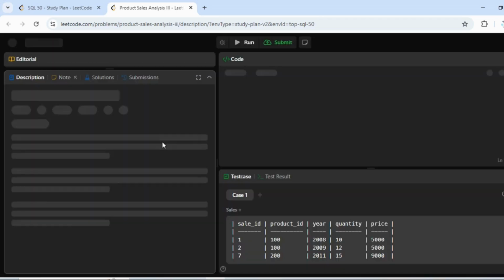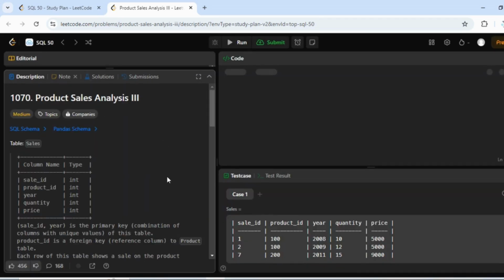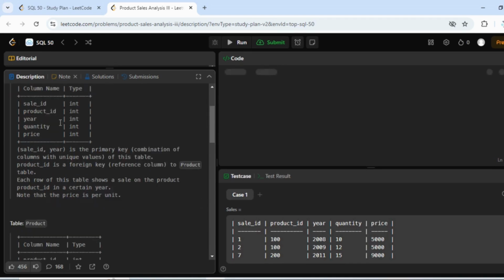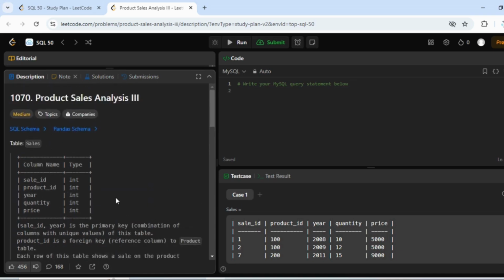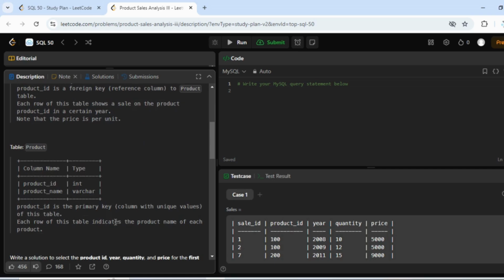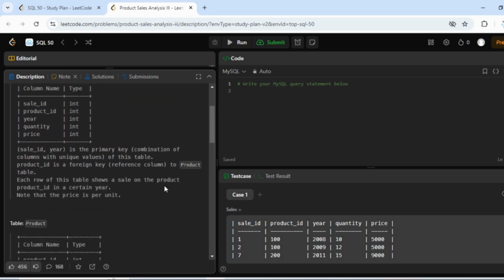Let me open the window again. What the question says is, it is question number 1070. We have two tables over here, one is sales, another one is product. Let me identify the primary keys: sales ID is the primary key in the sales table, and I have product ID as the primary key in the product table, right?